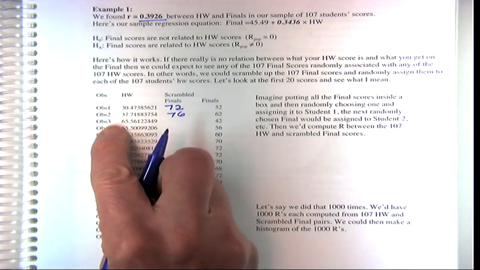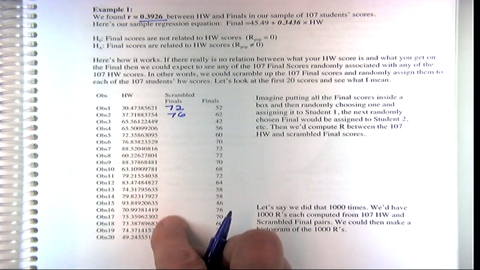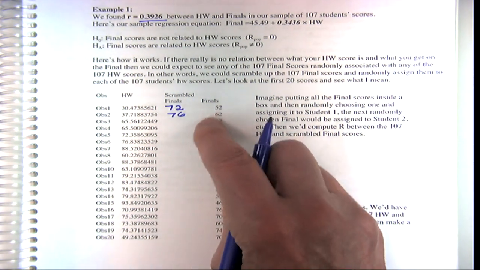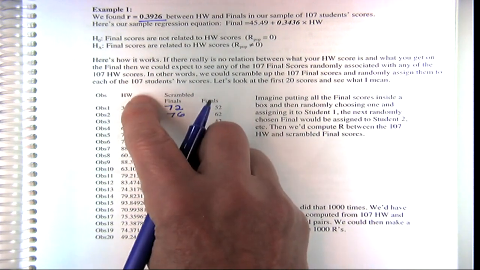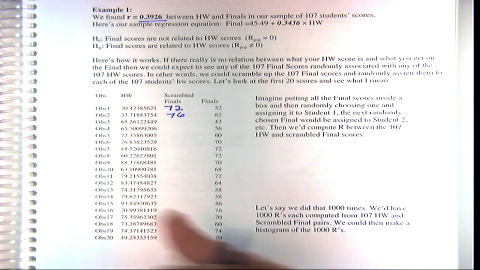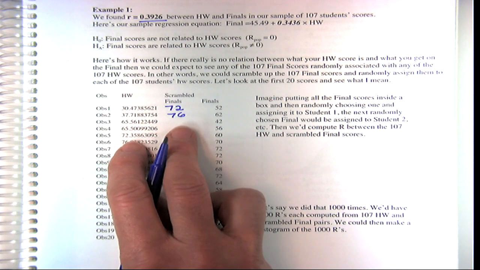And then I would assign it to the next student, and so on. All right? Then what I'd do, so now we have these scrambled finals, right? And their actual homework scores. And then we compute an R. What's the correlation coefficient between them?